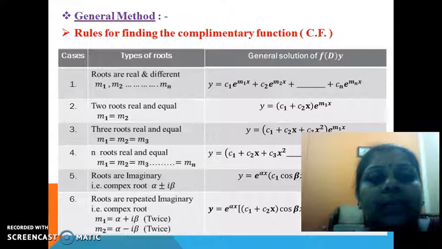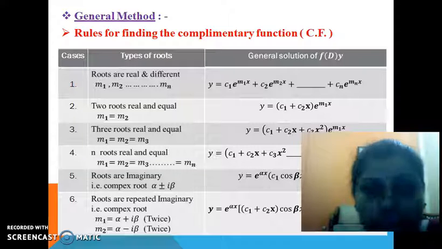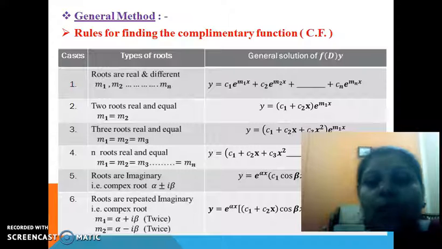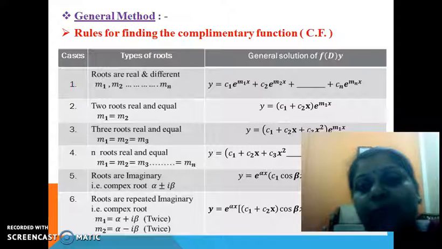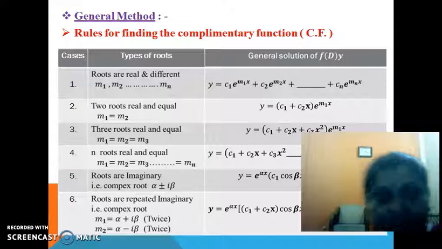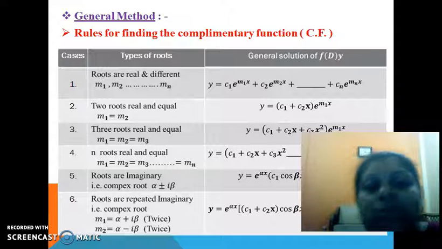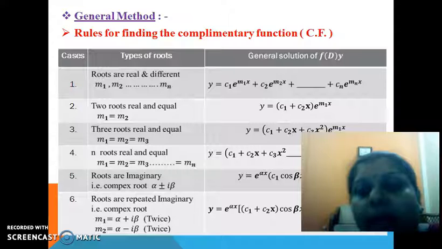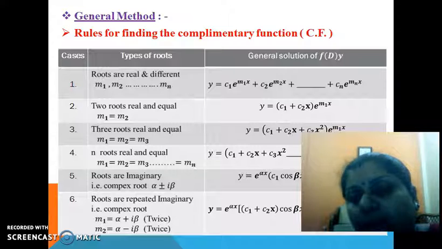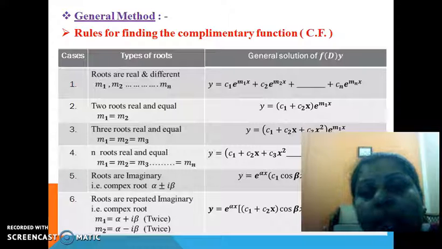Second case: when two roots are real and equal. We consider m1 and m2 as two roots, and these two roots are real and equal. Then the general solution can be written as y = (c1 + c2 x) e^(m1 x). But when three roots are real and equal, how do we find the general solution? We consider three roots m1, m2, m3 with m1 = m2 = m3. Then we define the general solution by y = (c1 + c2 x + c3 x^2) e^(m1 x).